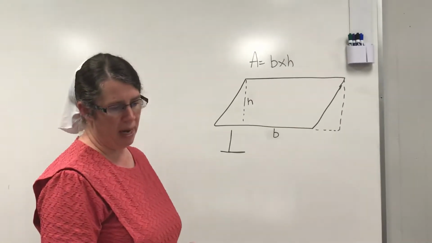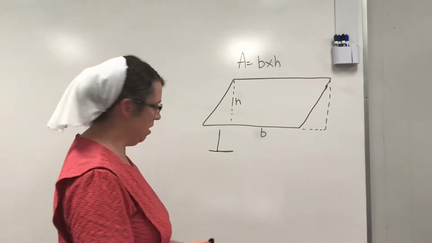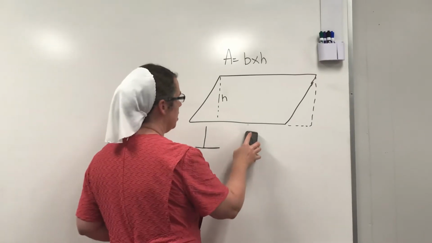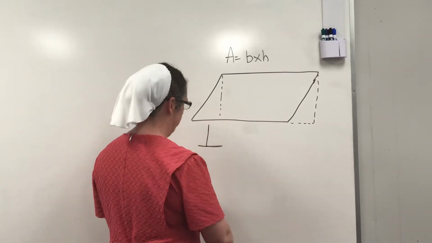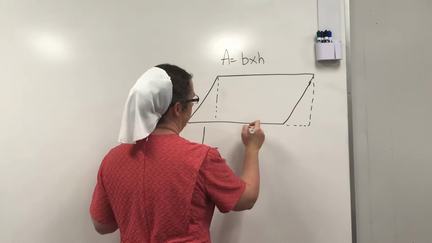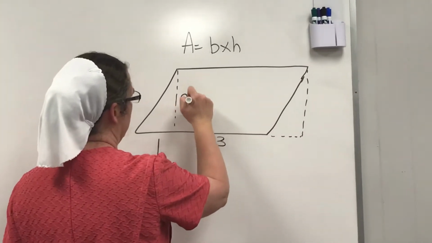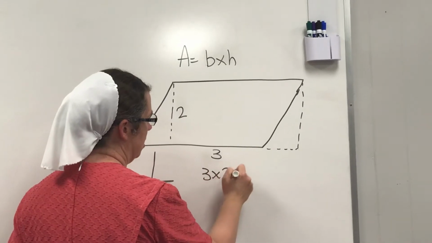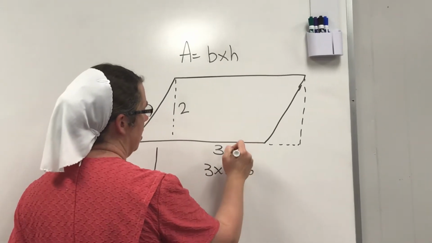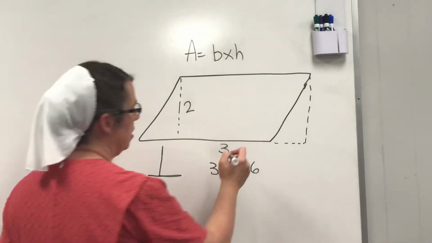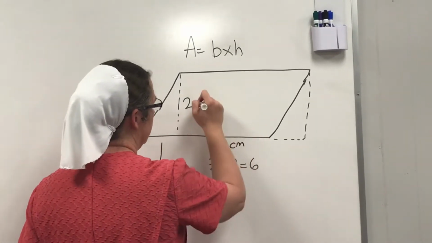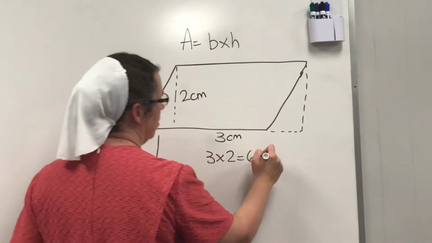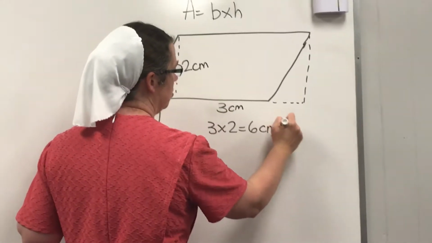If you look over on page 33, they give you one to do. And there, their base is 3 and their height is 2. That would be 3 times 2 is 6. And your label is centimeters. Remember, centimeters times centimeters is centimeters squared.